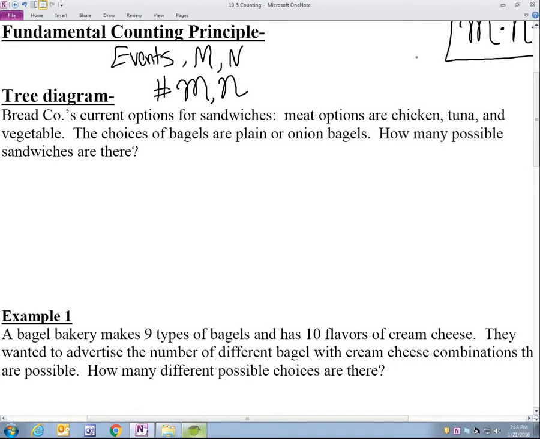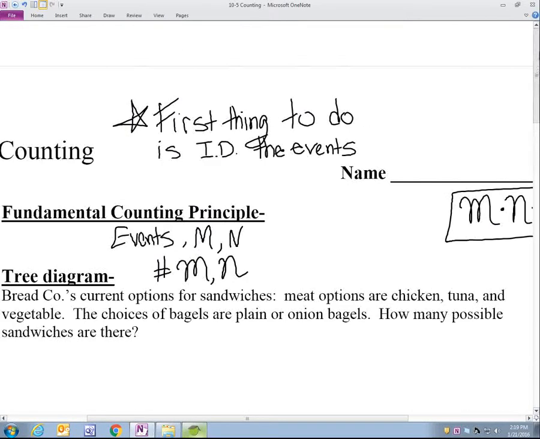So what's the first thing that I have to do? Yeah. You have to find the amount of outcomes. That's the goal. No, you have to find it. What's the first thing I have to do? ID the events. Exactly. Where did you get that information? The top of the page. Beautiful. It even has a star next to it. It's right there.